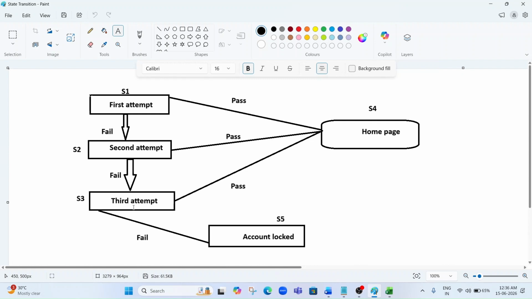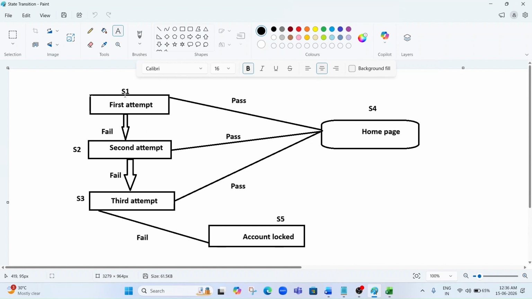Some systems do not give three attempts, but mostly you can use any live scenario, like Facebook, Instagram, or any application you are using, and you can try it on your own. Okay. So in the third attempt, they will try with a valid password. If they enter the valid password here, it will redirect to the home page. But if they try to log in with invalid credentials, the password is wrong, the user ID is wrong, then after the third attempt, the account will be locked.